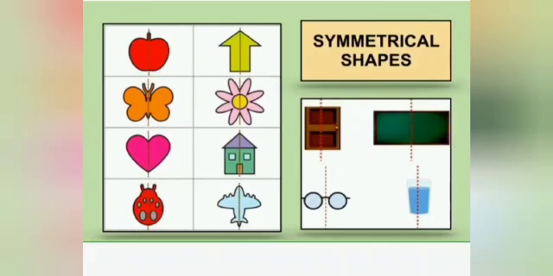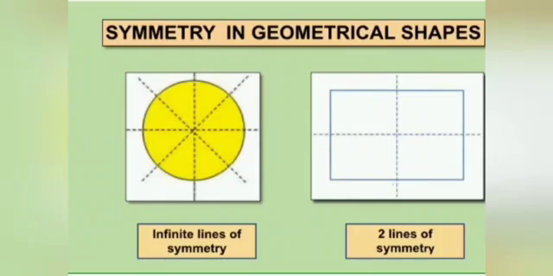Look at this picture. These are some examples of symmetrical shapes. These shapes are symmetrical because they can be divided into equal halves. One half overlaps the other one, so it is an example of symmetrical shapes. Apple, butterfly, column, house, and arrows are some examples of symmetrical shapes.